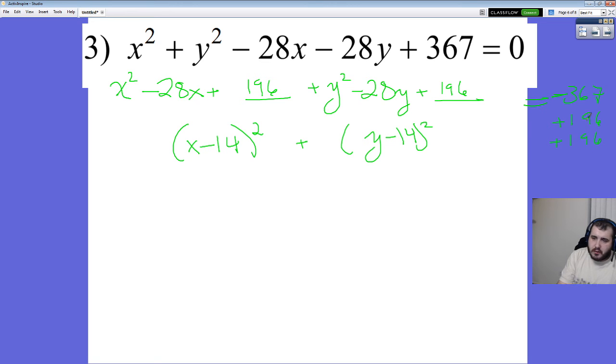And then we're just going to combine our like terms here, the 196. Let's add those together because this is hard to just sort of do. So we got 392, and we're going to subtract 367. And I think that's 25.